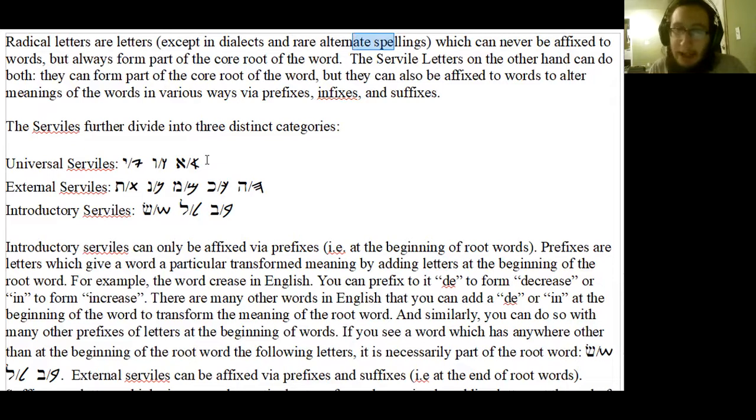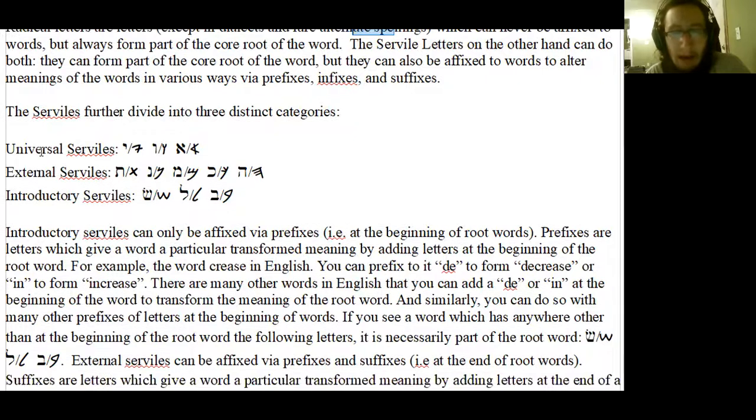And then there might just be dialectal differences where sometimes they might use servile letters in the way that Aramaic does. So what we have here are universal serviles, external serviles, and introductory serviles. Universal serviles are letters which can be added anywhere in the word. Let me rephrase. It can be added at the beginning of a root, which is a prefix, at the end of a root, which is a suffix, and in the middle of a root, which is an infix.